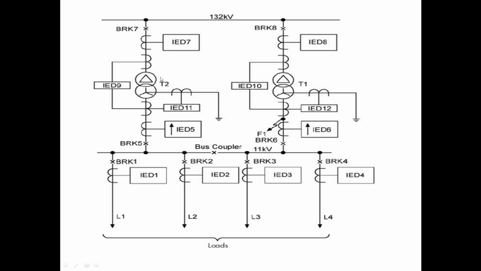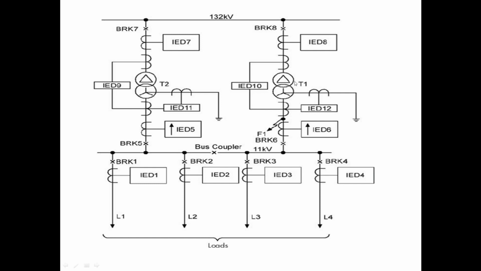All these functions happen in a fraction of a second. Once breaker 5 is tripped, within a fraction of a second IED 7 will receive the command from the intertrip send relay and trip breaker 7. So our transformer will be safer.